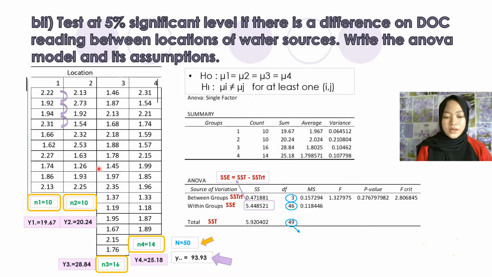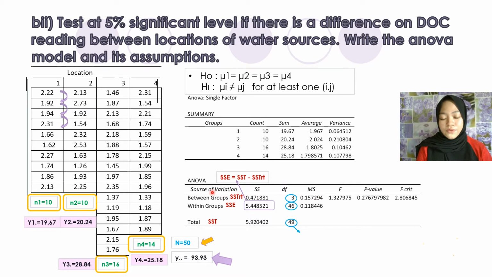You need to understand all these values and how to calculate them, because when it comes to calculating the data manually, it's very important. I'm not used to calculating manually because I use Excel to calculate my ANOVA table.